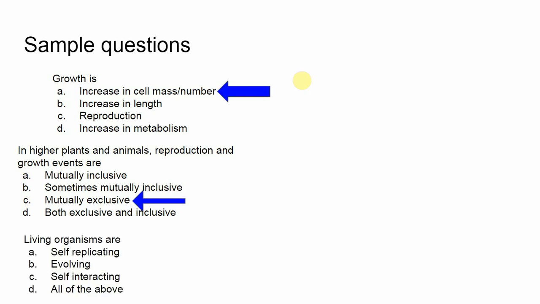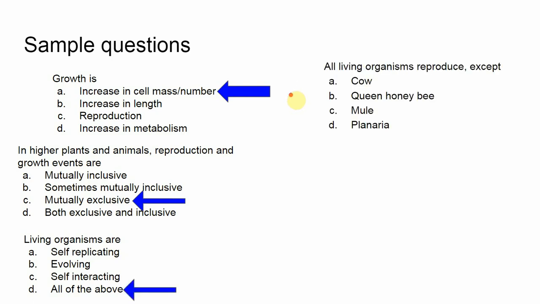The next question is living organisms are self-replicating, evolving, self-interacting, and all of the above. The fourth option is all of the above, and the answer for this is all of the above. All living organisms reproduce, except, so odd man out or odd one out. So the option is very simple, that is the mule. Cow can reproduce, queen honeybee can reproduce. It's the only fertile female in the whole colony. Right? Worker honeybees are completely sterile. They cannot reproduce. Planaria is an example for mainly regeneration, right? And it can also reproduce.